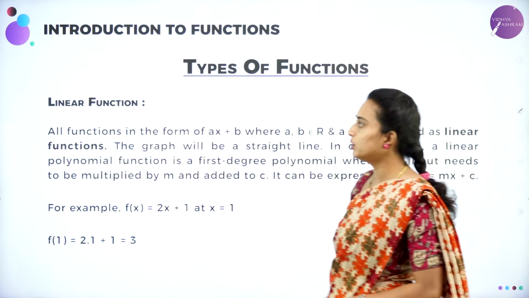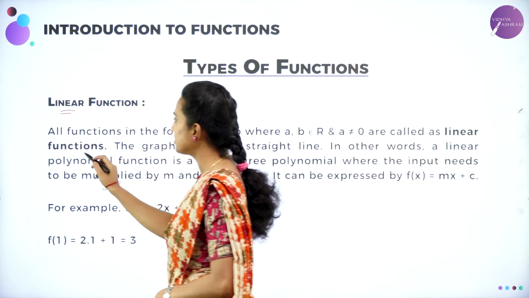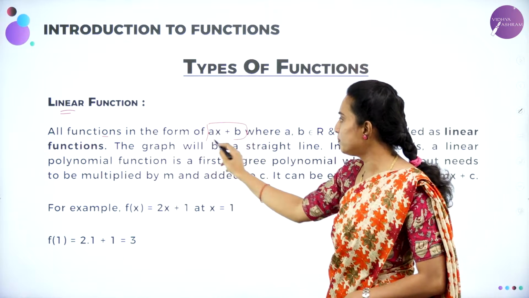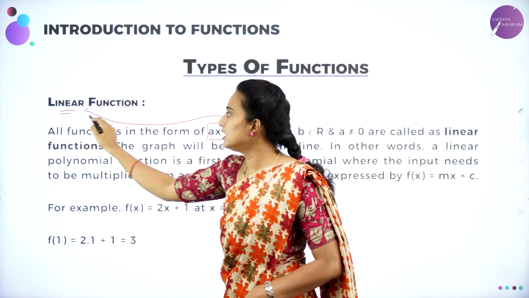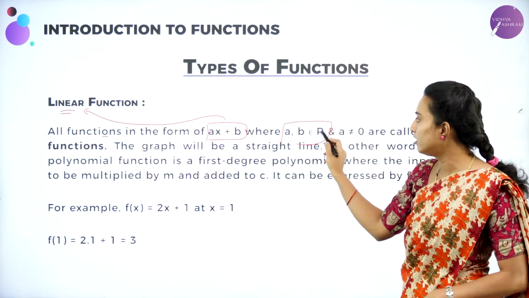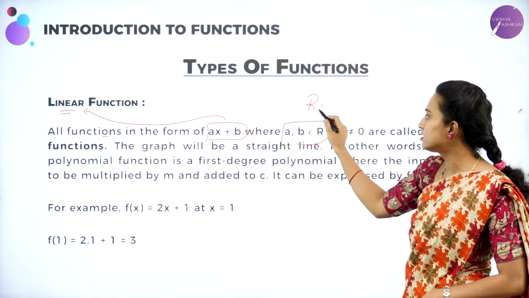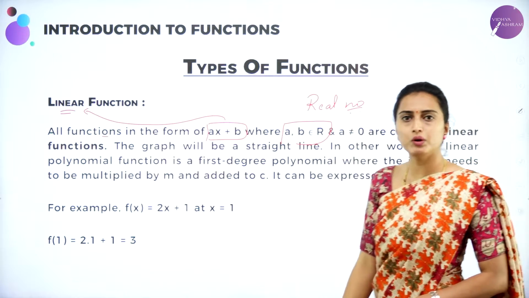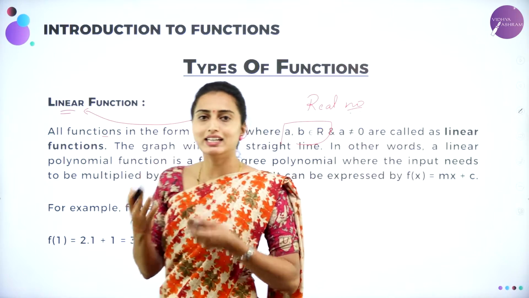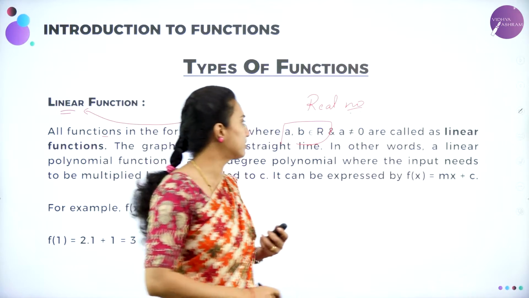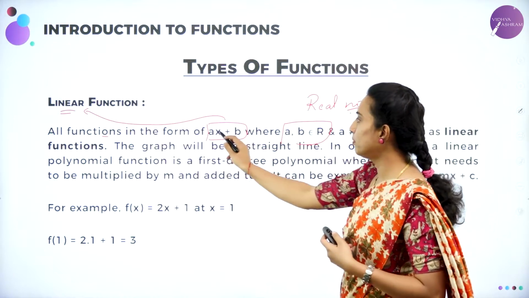Next, we'll move on to what we mean by the linear function. All functions in the form ax plus b are known as linear functions, where a and b belong to the set of all real numbers. Real numbers include fractions, decimals and integers. And a should not be equal to 0.